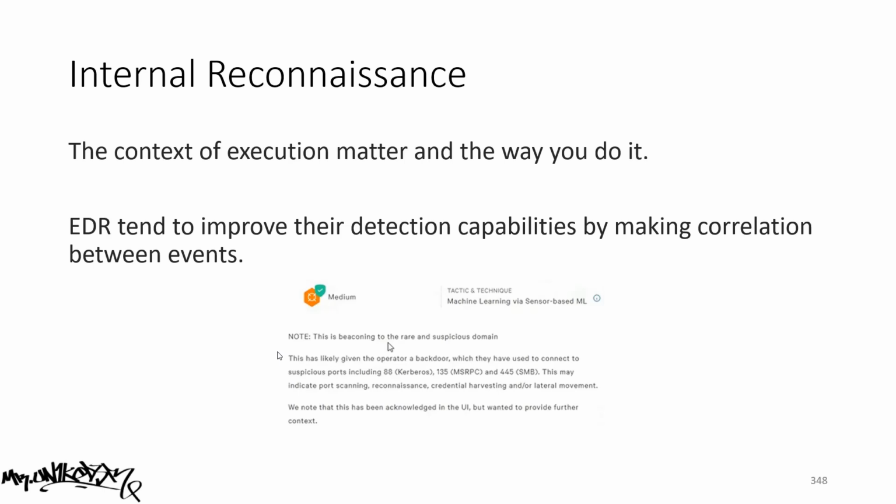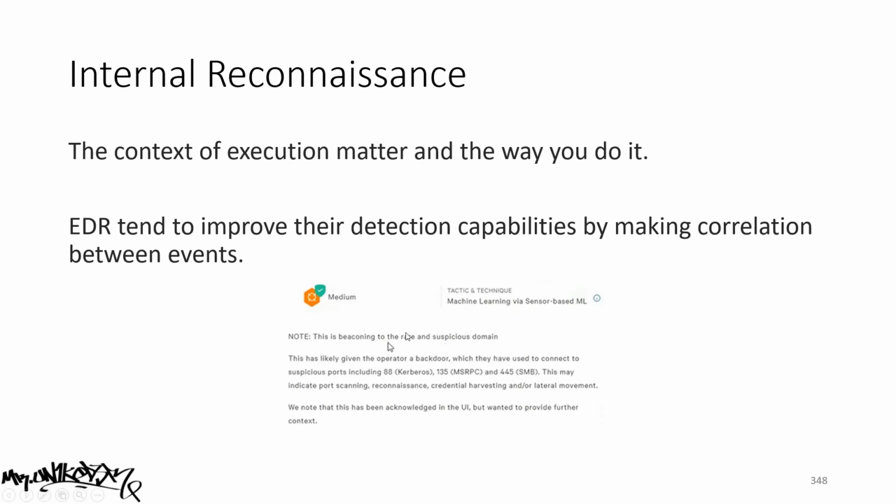Keep in mind that EDRs also improved their detection based on correlation between events. This is a perfect example where they actually use machine learning to flag that something is going on. As you can see here, the alert says beaconing to a rare and suspicious domain. So this one was considered to be malicious because a process was issuing a lot of connections to 88, 135, 445, and all that stuff. If you use PingCastle and toolsets like BloodHound, you may generate that kind of alert. That's why, if you can slow down your tools, you may get to the point where it's going to be much more limited.